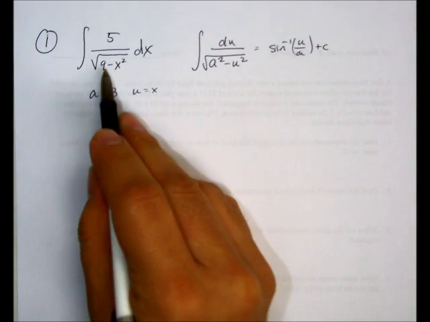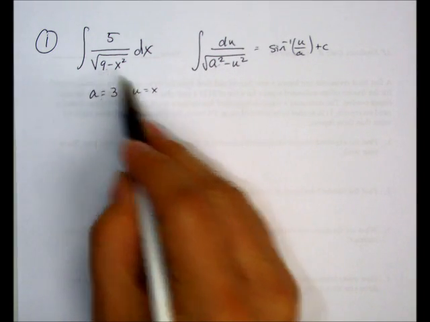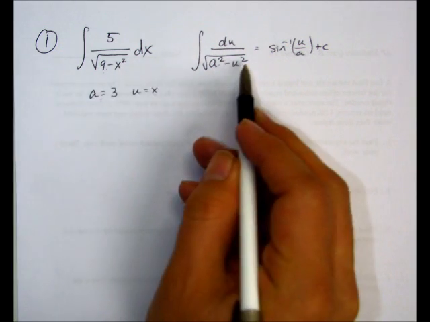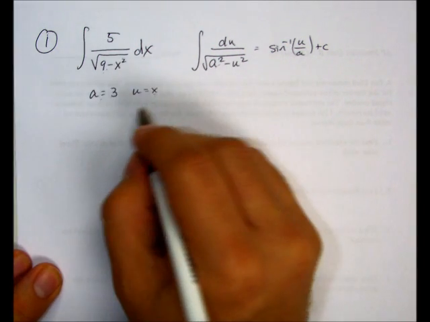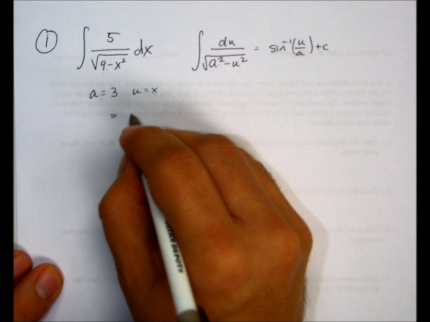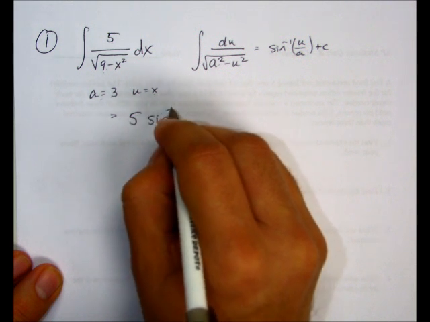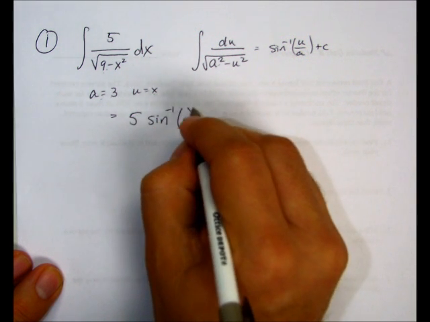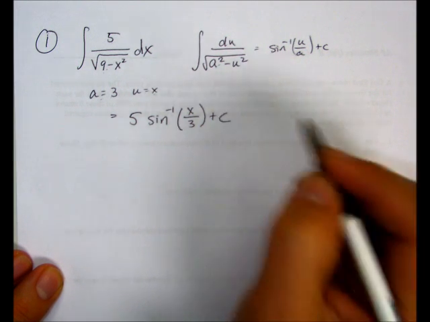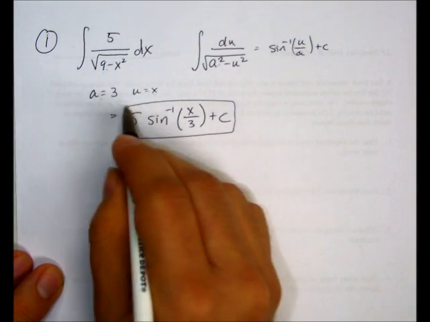So if a is 3 in this case, since 3 squared is 9, and u is x in this case, and 5 is just a constant, our antiderivative is going to be 5 inverse sine of x over 3 plus c. And that's it.